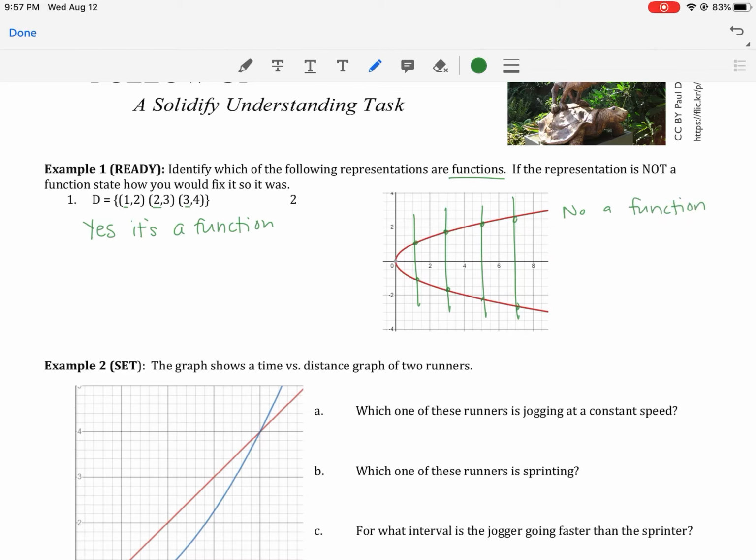However, if you wanted to make it a function, for example, if we just took the top or the bottom half, then it would be a function. So a way to fix it would be to take the top half.